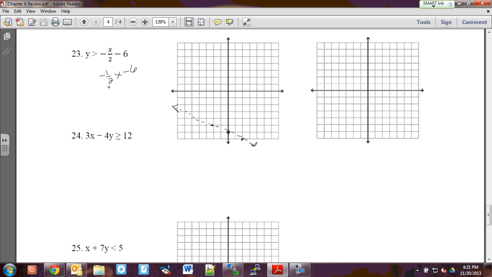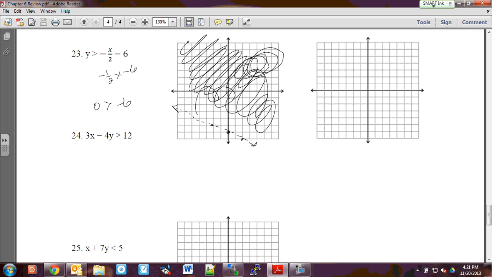So this is 0, it's greater than negative 6. Is 0 greater than negative 6? Yes, it is, so you shade all of this side. You shade all of this side, just like that. All right, that's your graph for 23. Graph for 24 is going to be over here.